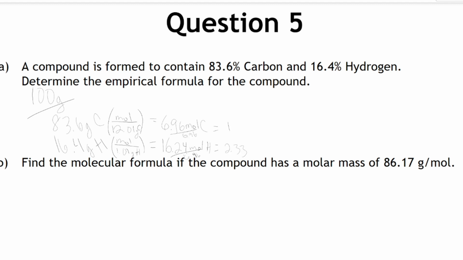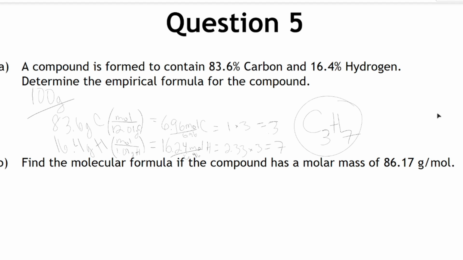It seems like we've run into a problem. While we've reduced carbon to 1, we've reduced hydrogen to 2.33, which is not a whole number, so that can't be part of an empirical formula. To deal with this, we can multiply both numbers by 3 to get rid of the fraction. And so we've now found the values for the empirical formula. We have C3H7.